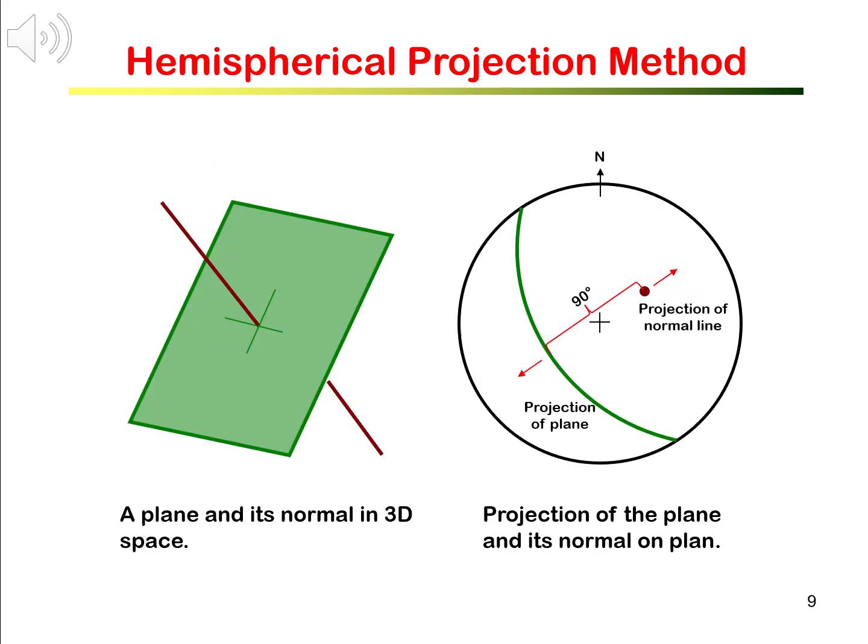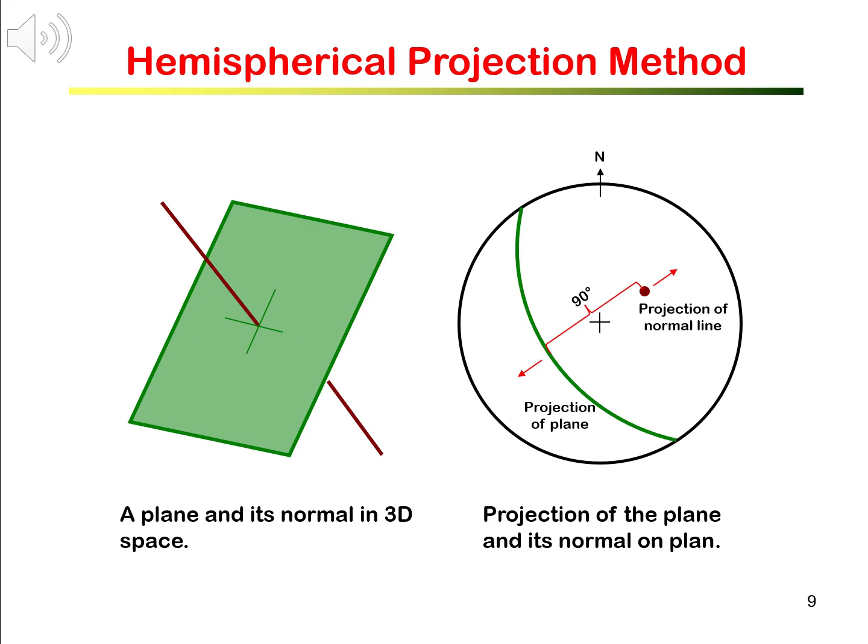We know that a plane has a normal. Sometimes it is called a pole. The pole is perpendicular to the plane. It plunges to the opposite direction to the plane, and it makes a 90-degree angle with the plane. On projection, we'll have the plane represented in green. The pole is a line, so it will be showing on the projection as a point.